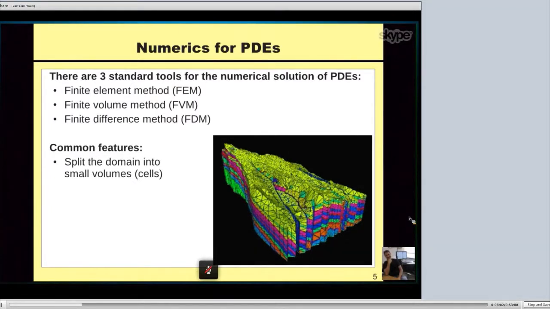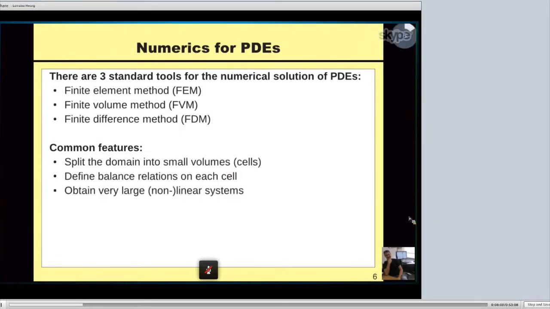Once you have such a mesh, the second step in any one of these three methods is that you define balance relations. So that means, for example, think of a flow problem. For every cell, you would have to write down the equations that relate how much flows into the cell and how much flows out of the cell. Or in statics, you would have to define the stress and the deformation within this cell and how that relates to the stress and the deformation of the neighboring cells.